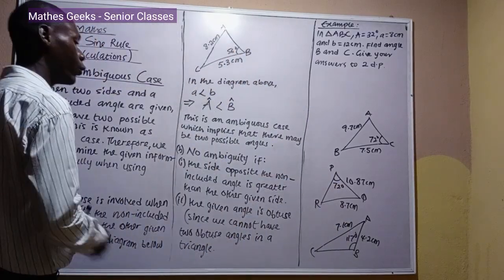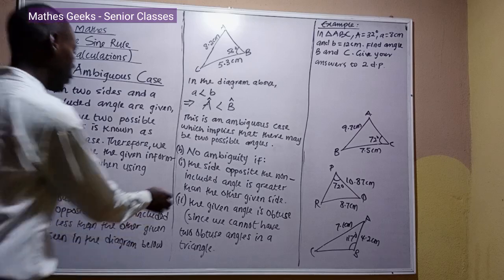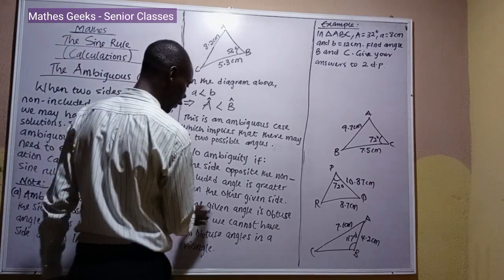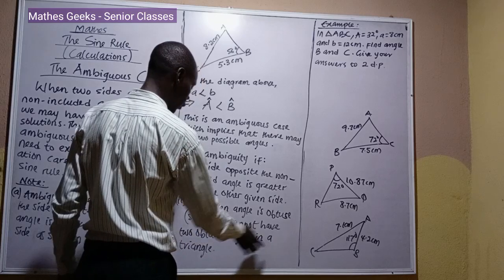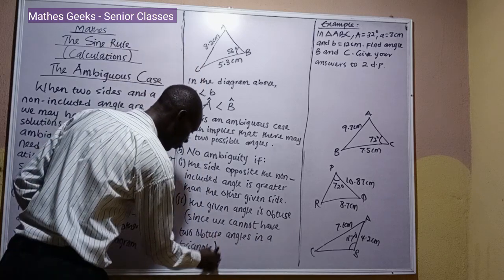this is a case of non-ambiguity. That's what this condition implies. So the given angle is obtuse, since we cannot have two obtuse angles in a triangle.